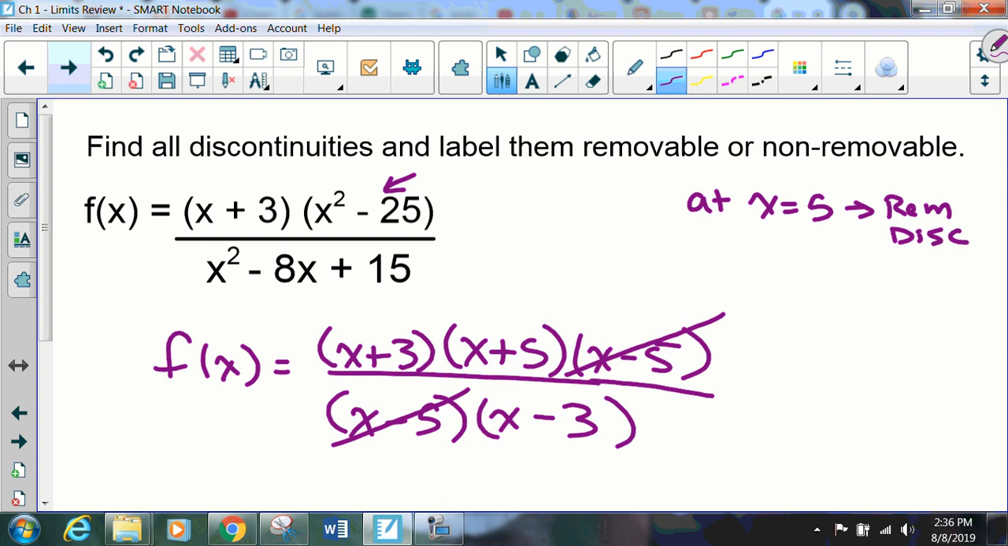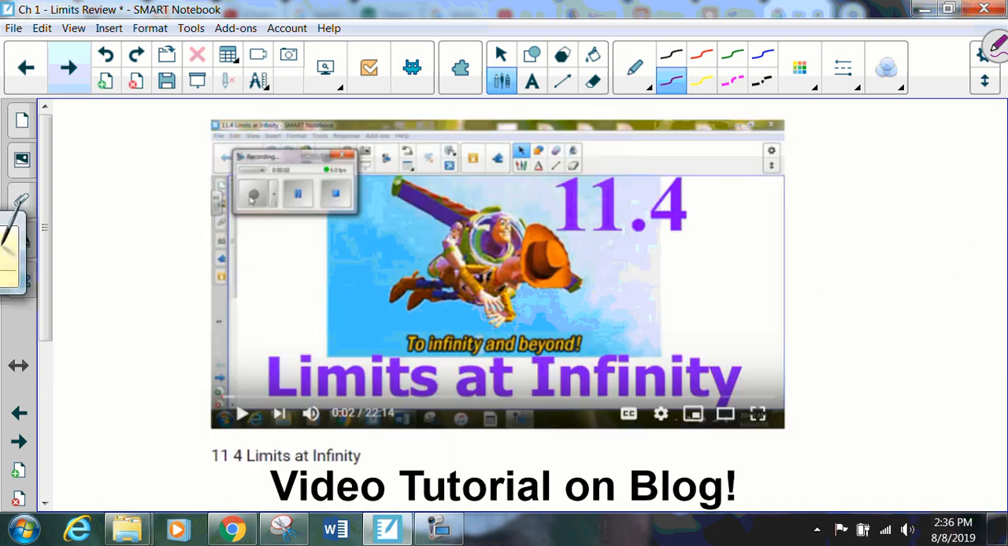And then this x minus 3, there's no removing it. And so at x equals 3, right, because that's where the denominator will be equal to 0, we're going to have an issue there. That's a non-removable discontinuity. And that means there's going to be an asymptote there. Other non-removable discontinuities are just gaps, right? But the holes are the removable ones. Okay, let's see what else we have.